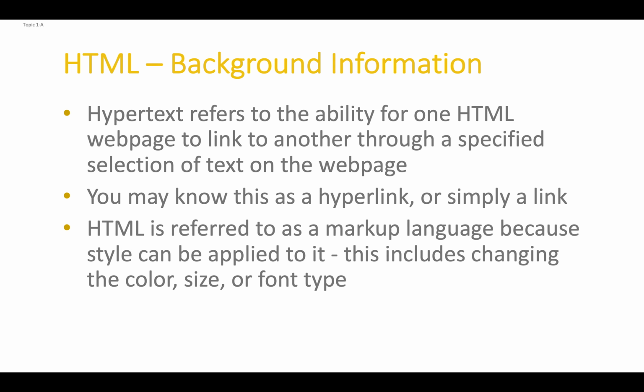Hypertext refers to the ability for one HTML web page to link to another through a specified selection of text on the web page. You know this as a hyperlink or a link, and when you click on a link, it will take you to a different HTML page. HTML is referred to as a markup language because style can be applied to it. This includes changing the color, size, or font type. And the way that we apply that style is using the other language called CSS.